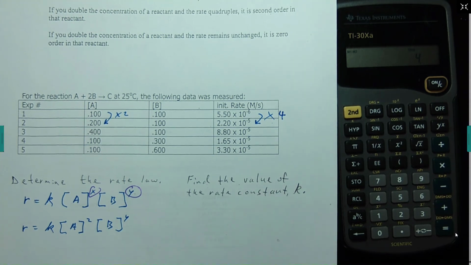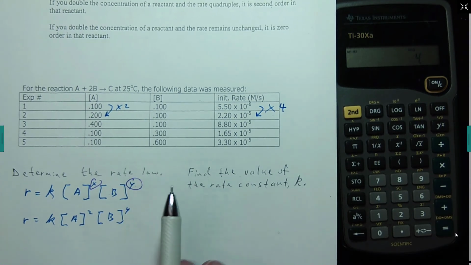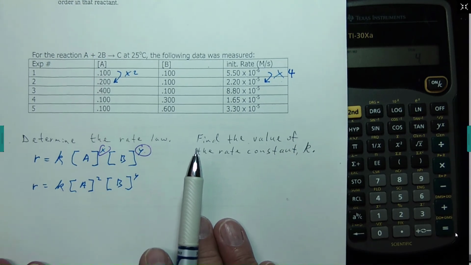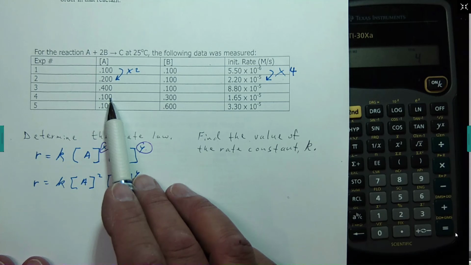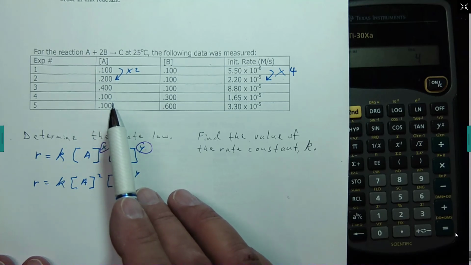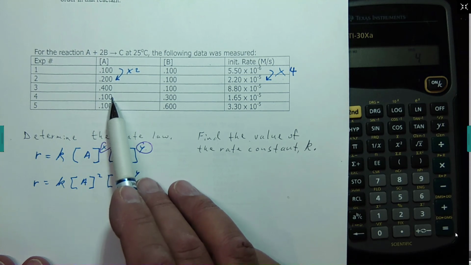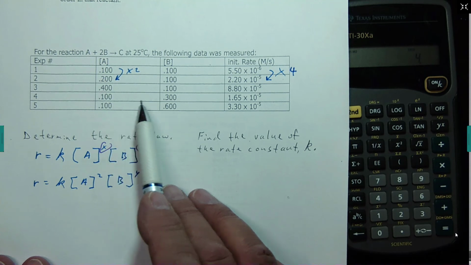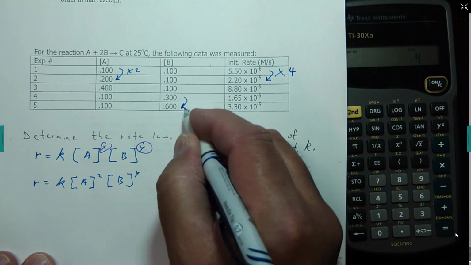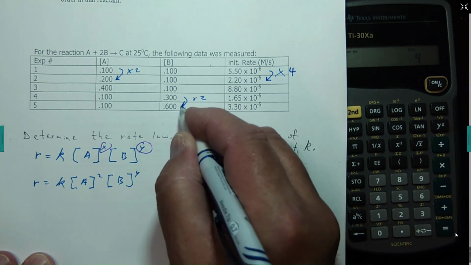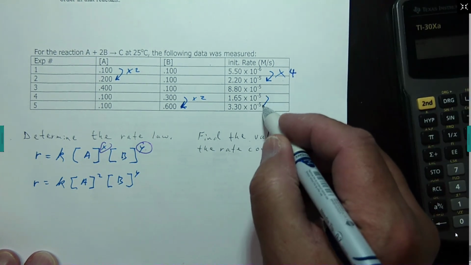Okay, let's tackle B. To find the order in B, I want to find two trials where the concentration of A stays the same. If we were to look at trials 4 and 5, A is not changing, but the concentration of B was doubled. Doubling the concentration of B. How did the rate change going from here to here?